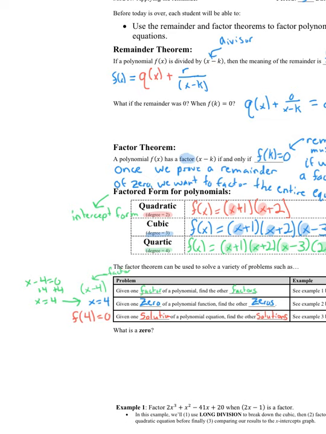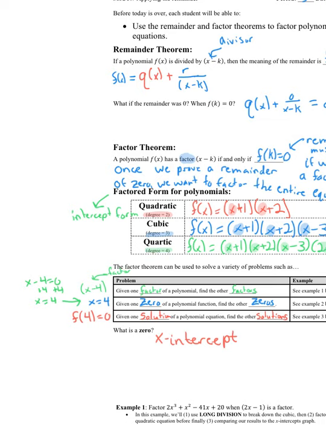Factored form lets me write a quadratic in a different form of the equation. A zero helps me identify the x-intercepts, and then a solution is just putting it all together. When I say what is a zero, it's essentially an x-intercept. But just remember that we have those different forms.